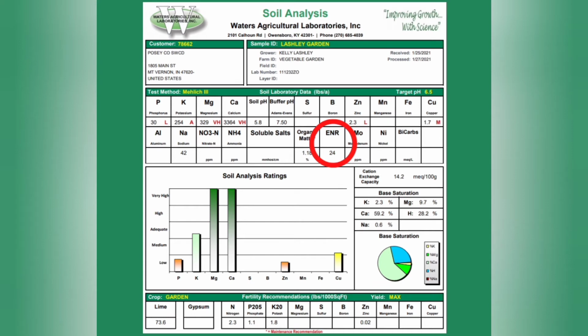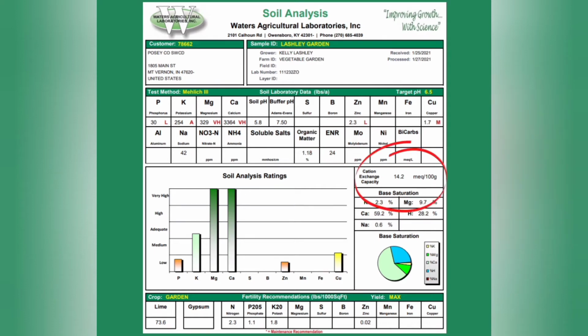So next to the organic matter, you're going to see ENR, and that stands for estimated nitrogen release. That is a low number. We want it to be up as close to 100 as possible, and that is low because our organic matter percentage is low. So what that means is that since we have low organic matter, the nitrogen that is in the soil is not going to be released as well. So the higher organic matter is going to help with the nitrogen availability for our plants. So whenever we increase organic matter, then the ENR percent should increase also.